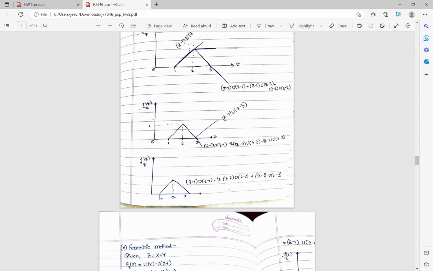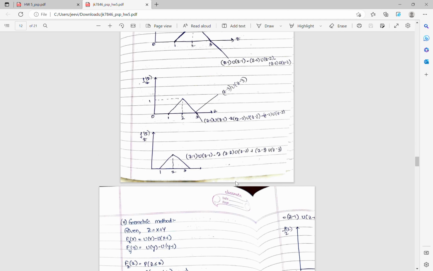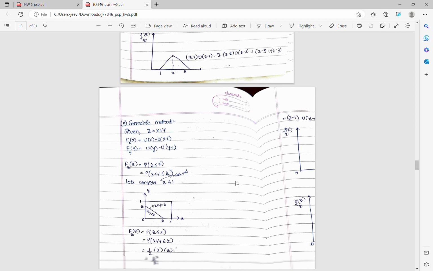Therefore this will be the graph. From 1 to 2 it will increase, and from 2 to 3 it will decrease. Therefore the probability density function for z is equal to z minus 1 into u of z minus 1 minus 2 into z minus 2 into u of z minus 2 plus z minus 3 into u of z minus 3. Now going to the second method, which is the geometric method.